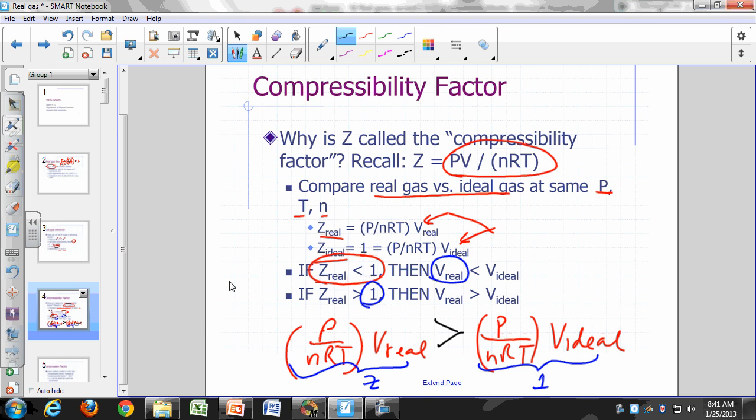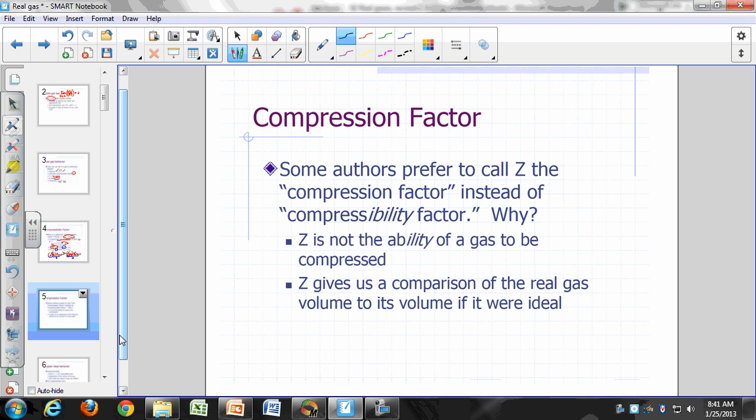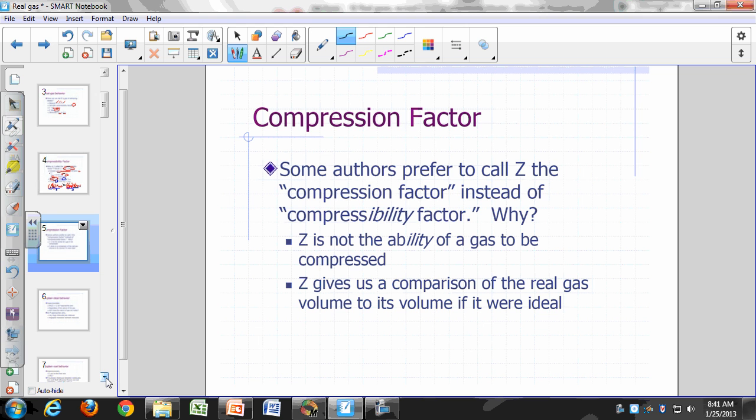So in fact, some authors prefer to use the word compression factor instead of compressibility factor, because it really has nothing to do with the ability of a gas to be compressed. It's just a comparison of the gas's volume to what it would have been if it were behaving ideally. So compression factor, I personally prefer that term instead of compressibility factor. But most textbooks use compressibility factor. Your textbook, Atkins, uses compression factor.